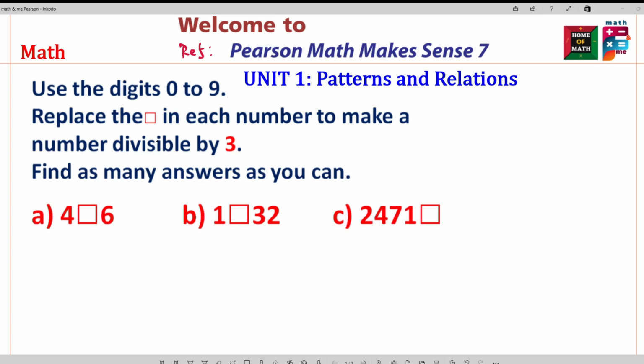Let's start. Look, use the digits 0 to 9. Replace the box in each number to make a number divisible by 3. Find as many answers as you can. So we know the rule, which number is divisible by 3.